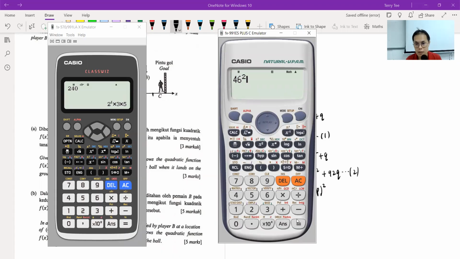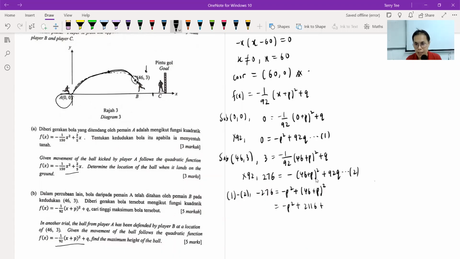46 squared is 2116. 2116 plus 2 times 46, which is 92p, and a p squared. So the good news is we can cancel out negative p squared and p squared. Bring the 2116 to the left. This is already negative 276. 2116 bring to the left.